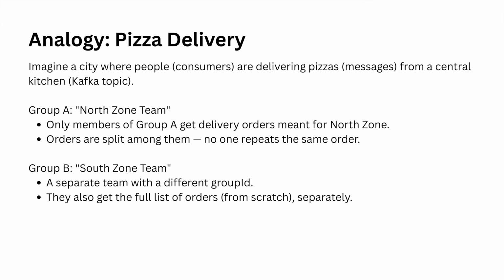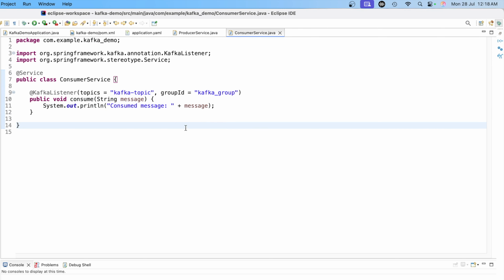Now this also helps to allow multiple independent consumers, because different group ID means independent consumers. So one group can process messages for business logic, another group can log or audit the same message. Both get all messages independently. Alright. Now we are done with the consumer service.